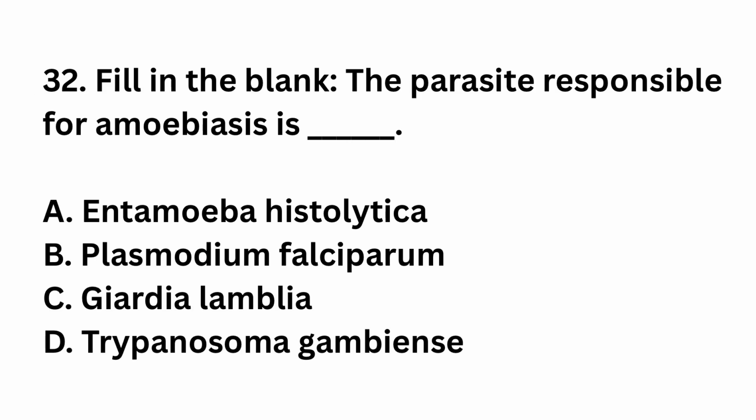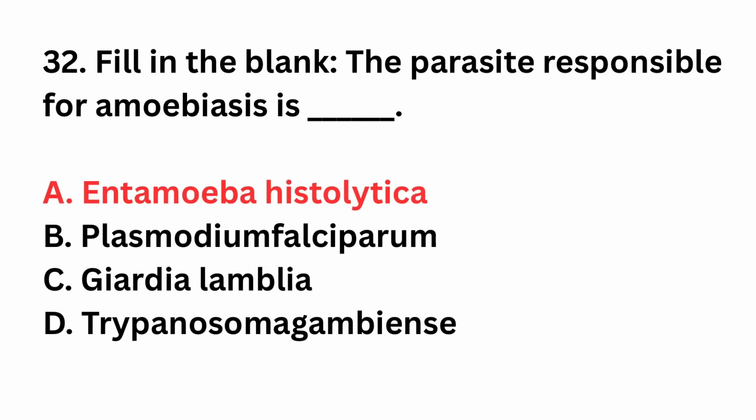Question number 32. The parasite responsible for amoebiasis is dash. Entamoeba histolytica, Plasmodium falciparum, Giardia lamblia, Trypanosoma gambiense. The right answer is option A, Entamoeba histolytica. Amoebiasis is caused by the protozoan Entamoeba histolytica. It spreads through contaminated food and water and primarily affects the large intestine.